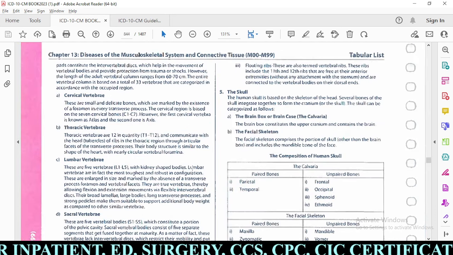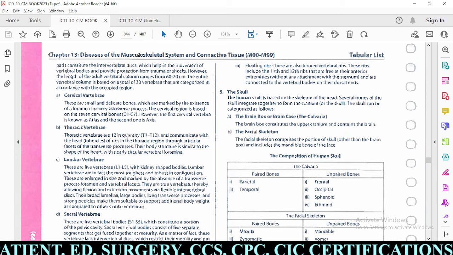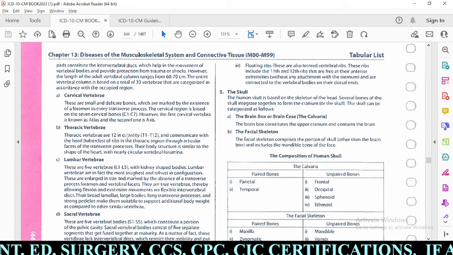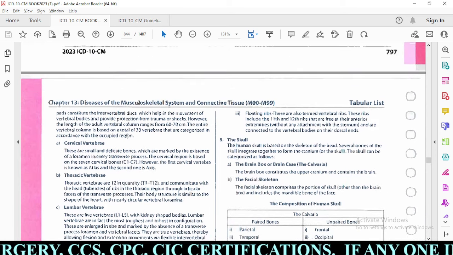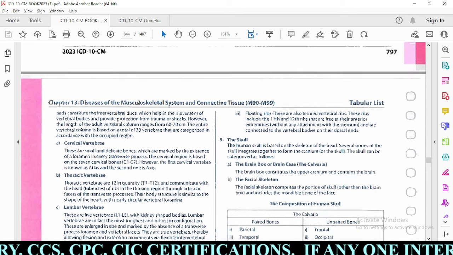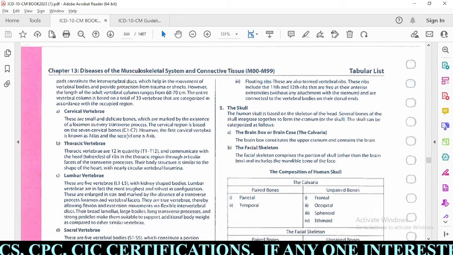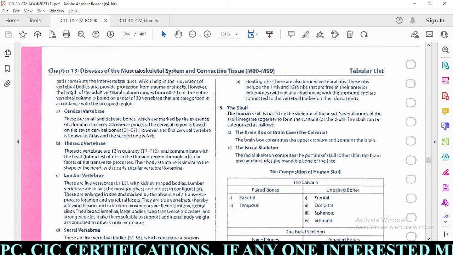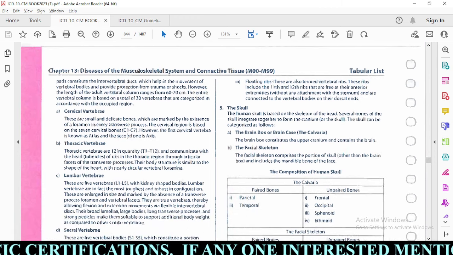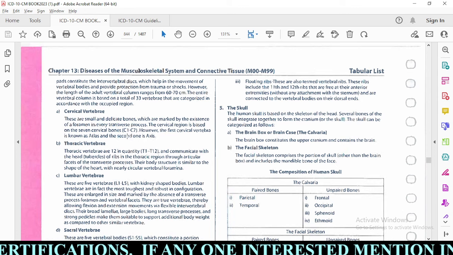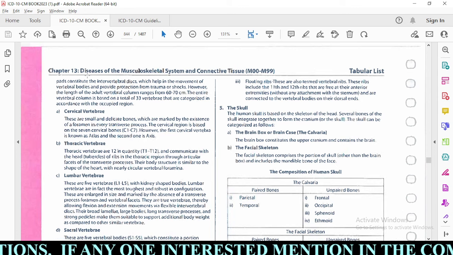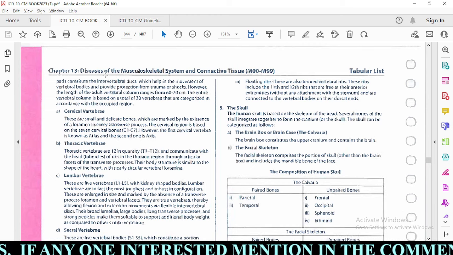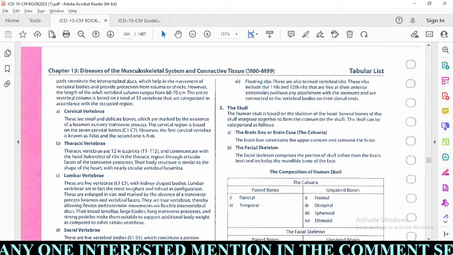For example, you have one question in the CPC exam. They are asking how many vertebrae are in the lumbar vertebrae. Basically you don't know the answer, but you don't need to panic. If you know the ICD-10-CM book properly, all the locations and images and chapter specifics, for example, this question comes under diseases of the musculoskeletal system and connective tissue.